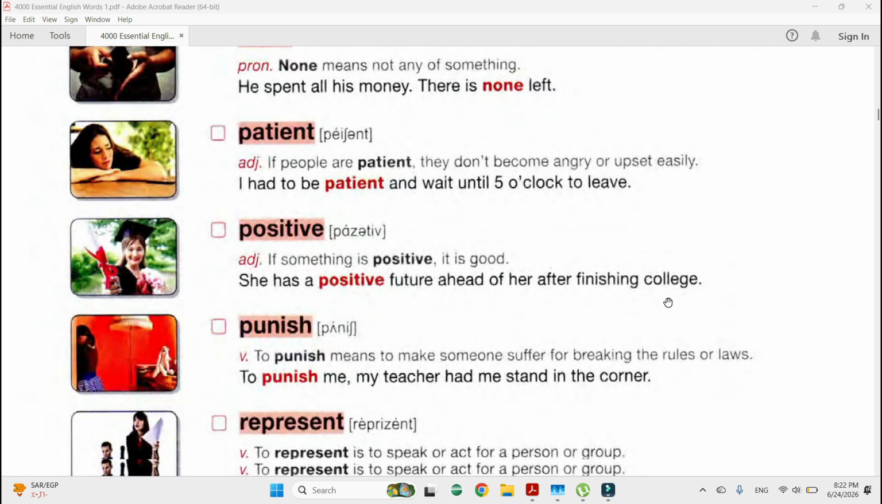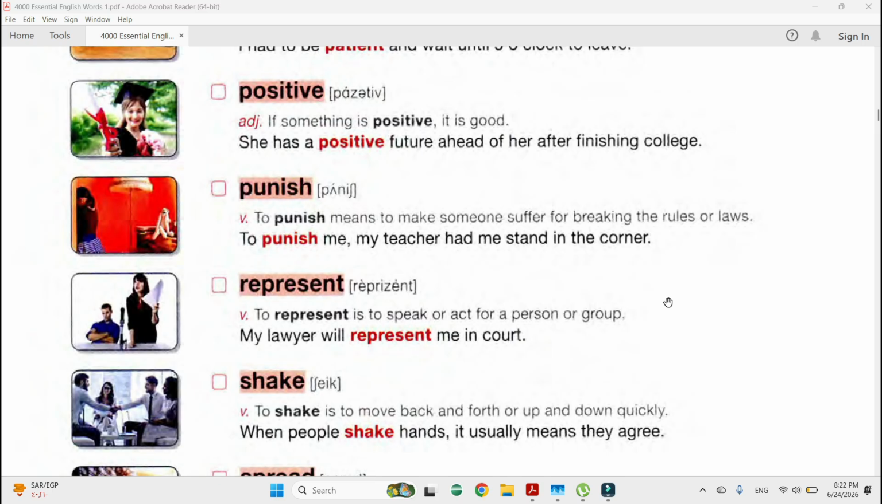Next word, positive. If something is positive, it is good, and the opposite is negative, which means bad. She has a positive future ahead of her after finishing college.